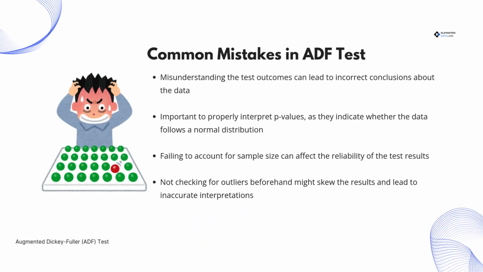While using the ADF test, it's important to avoid common mistakes. Misinterpreting the test results can lead to incorrect conclusions about the data. It's crucial to correctly interpret the p-value, as it helps determine whether the data is stationary. Additionally, failing to consider sample size can affect the test's reliability. Another common oversight is ignoring outliers, which can skew the results and lead to inaccurate interpretations.